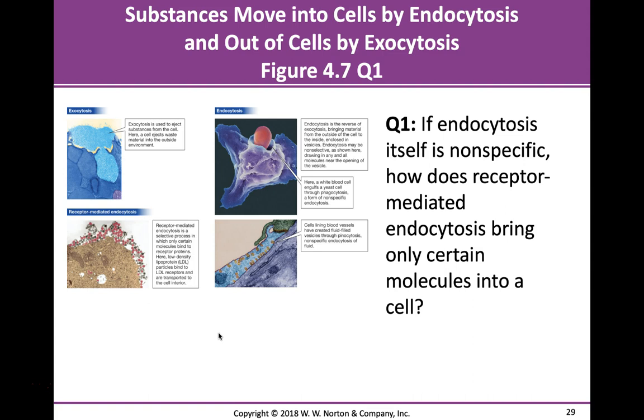If endocytosis itself is non-specific, how does receptor-mediated endocytosis bring in certain molecules? Again, as I talked about before, guys, you can read this part here. Receptor-mediated endocytosis is a selective process in which certain molecules will come in, because they have some kind of tag on them. For example, our liver cells have a receptor called the LDL receptor, and they only take in LDL. You might have heard of LDL, low density lipoprotein. Also there's HDL, high density lipoprotein, or VLDL, very low density lipoprotein.